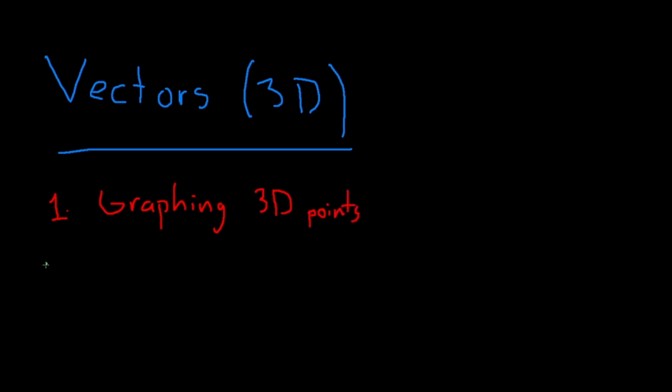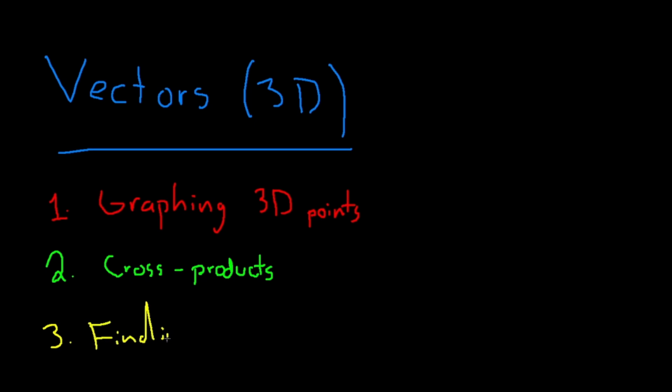We're also going to be dealing with cross products, and I'm going to explain each of these when we get to them. Cross products. And then lastly, we're going to be talking about finding area with two vectors.